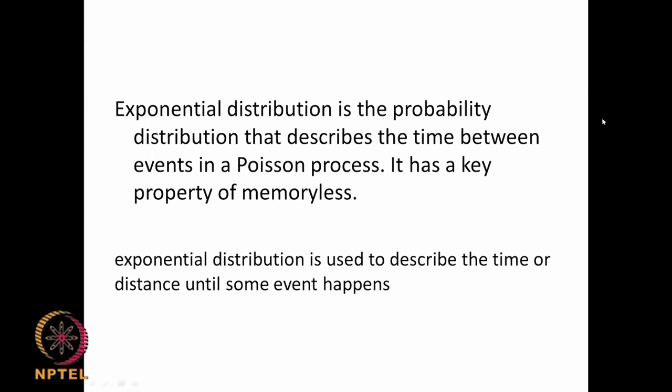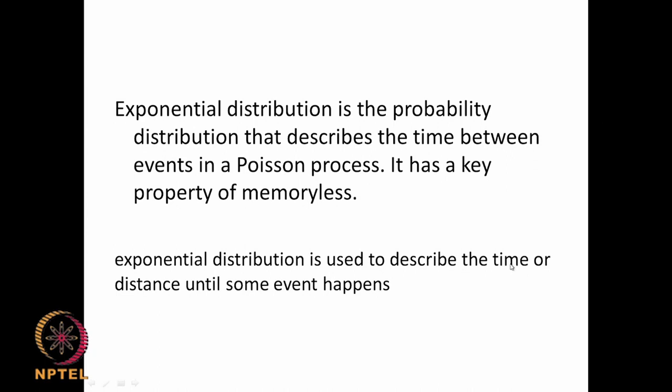Another important thing is it has a key property of being memoryless. That means the previous information and the new information are not correlated at all. Just because an event has happened, that doesn't mean the succeeding event will be dependent on the previous event. For example, road accidents: there is no correlation that because a road accident did not happen yesterday or happened yesterday, there will not be another road accident tomorrow. So there is no correlation on the events. It is used to describe the time or distance until some event happens. Like I said, how long it will take for the next road accident to happen in a metro city of India. That sort of information it can give. So it's useful, and as you can see, it's related to Poisson distribution.